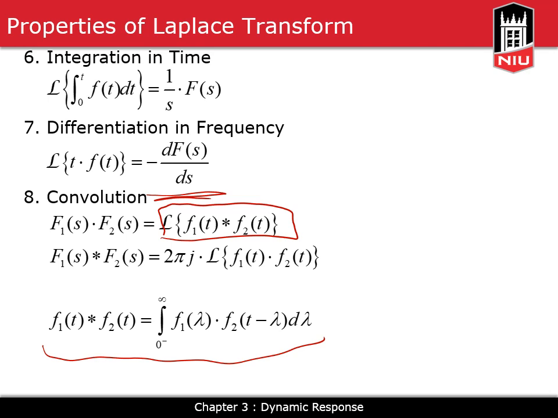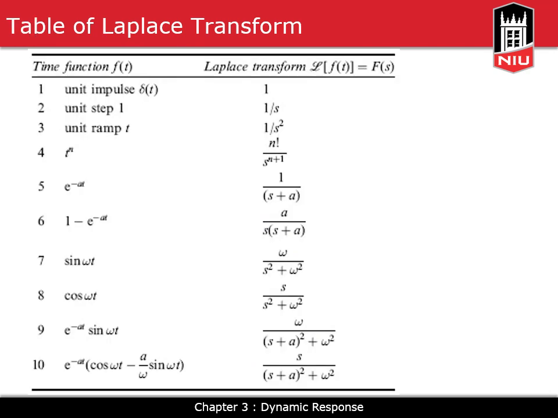The second equation here is just showing that the convolution of F1(s) and F2(s) will be equal to 2 pi j, where j is the imaginary number, times the Laplace transform of f1 times f2. This second one is not very frequently used. We won't be using this much. The first equation is very useful. The Laplace transform of convolution of two time functions is the same as multiplication of their Laplace transforms. So these were all the important properties of the Laplace transform.